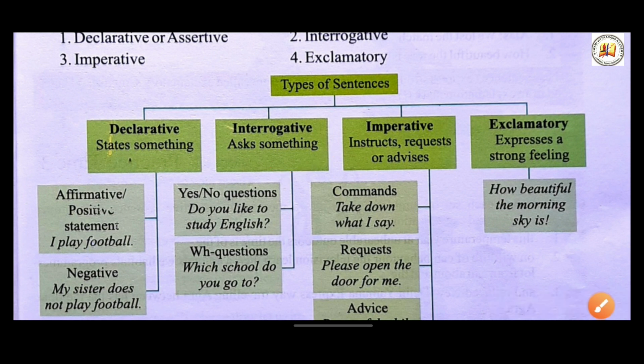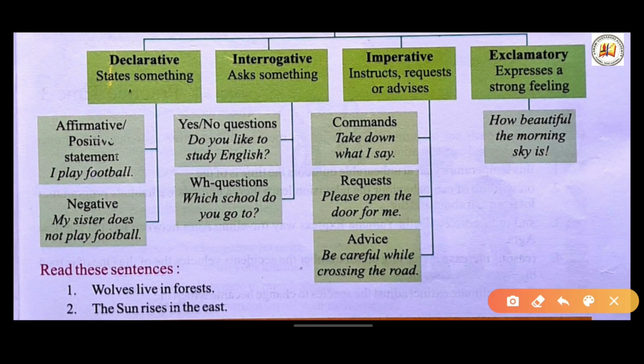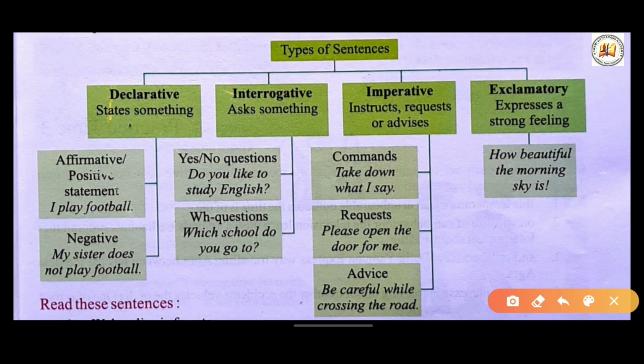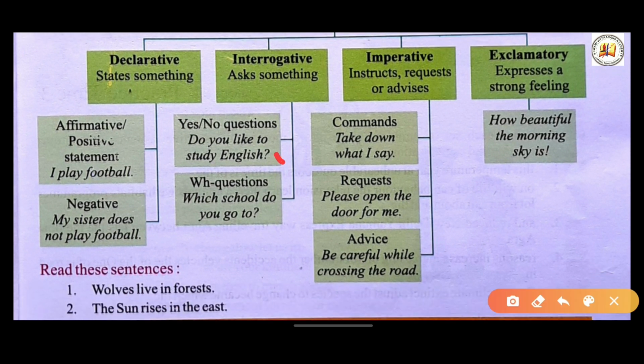As per the diagram given here, the declarative sentence can be of two types: affirmative, meaning the positive sentence, and negative sentence. An interrogative sentence can also be of two types. The first is the yes and no question, like, do you like to study English? The second is the WH question. Whenever we start a sentence with WH words like whom, where, who, that is called a WH question. Third is the imperative sentence, which may be any command, request, or advice.